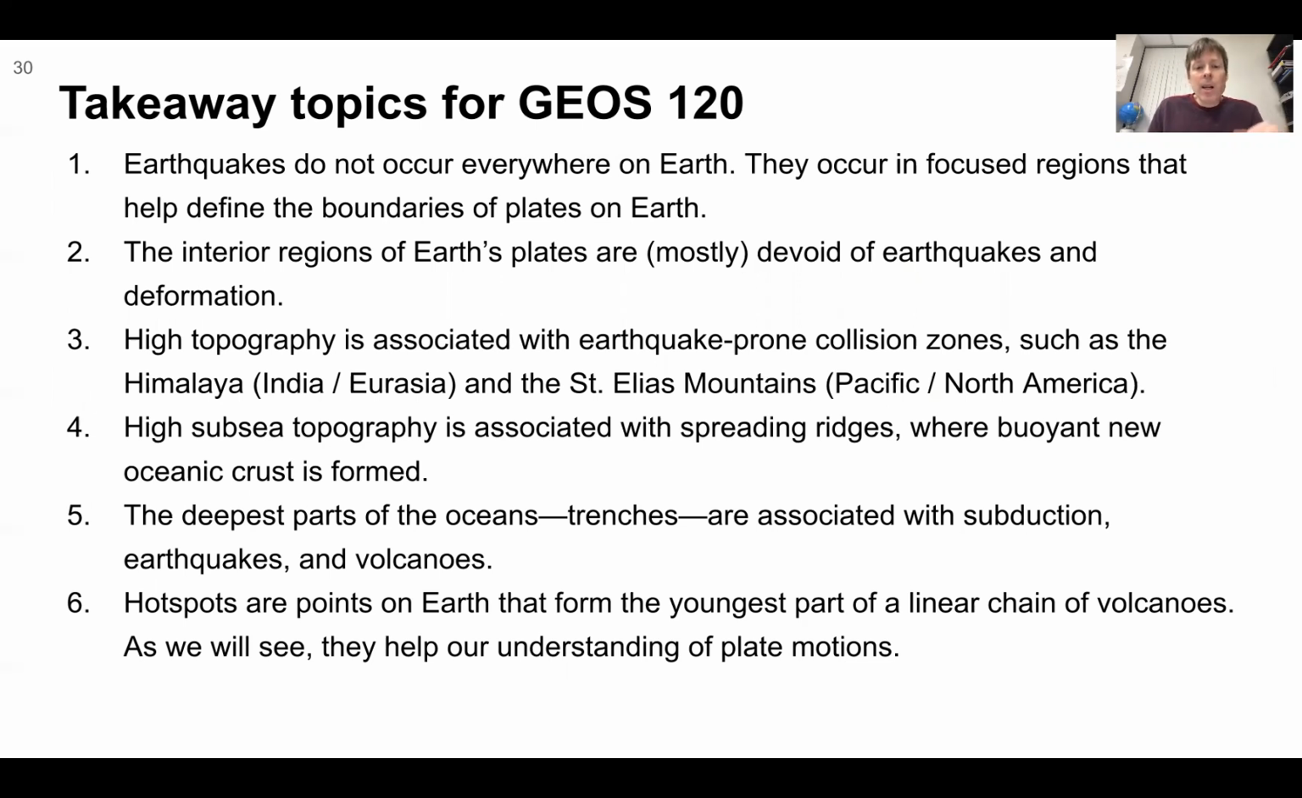High subsea topography is associated with spreading ridges where buoyant new oceanic crust is formed. The deepest parts of the ocean, trenches, are associated with subduction, earthquakes, and volcanoes. Finally, hotspots are points on Earth that form the youngest part of a linear chain of volcanoes. As we will see, these hotspots help our understanding of plate motions.